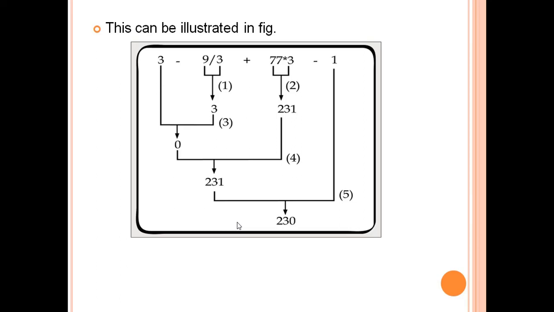Okay, so all this explanation is shown in this figure. So first here we evaluated 9 by 3, and then we evaluated 77 into 3, and then we evaluated 3 minus 3. Okay, and here we evaluated 231 plus 0, and then we evaluated 231 minus 1, and finally it is 230. Okay, so in this way the expression is evaluated.